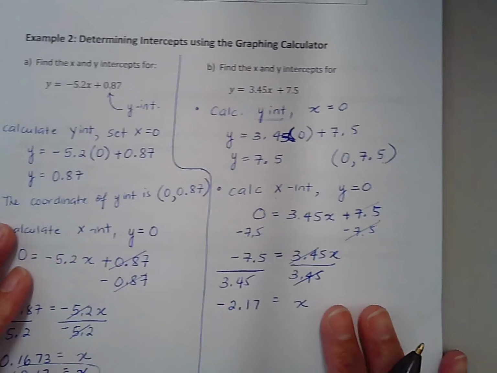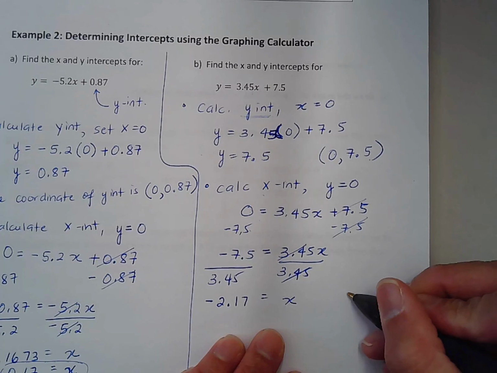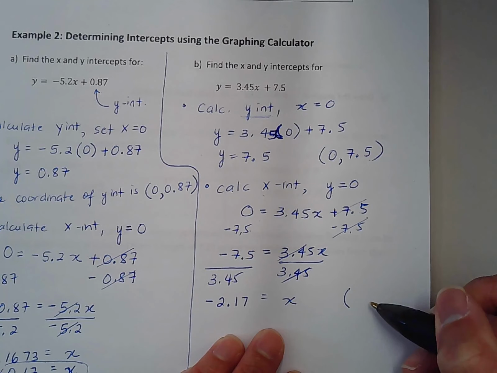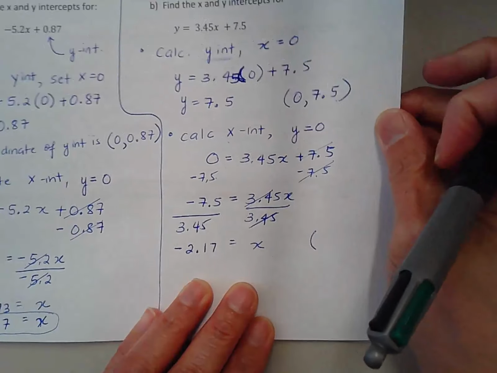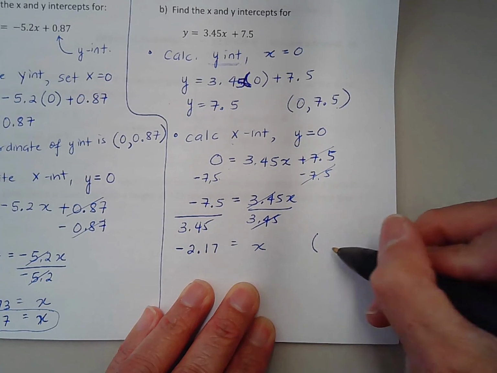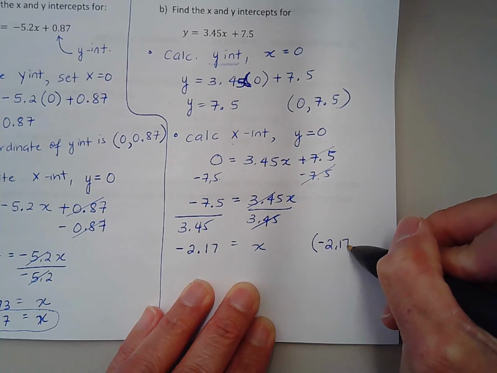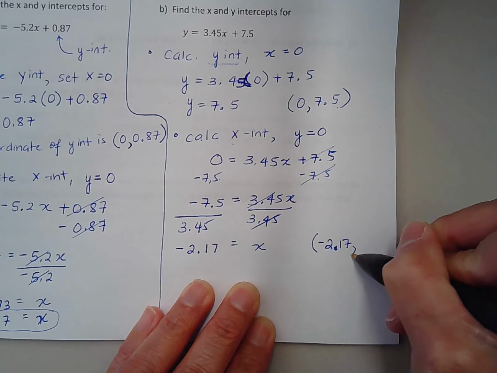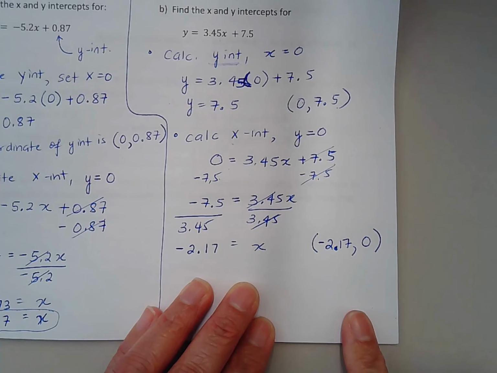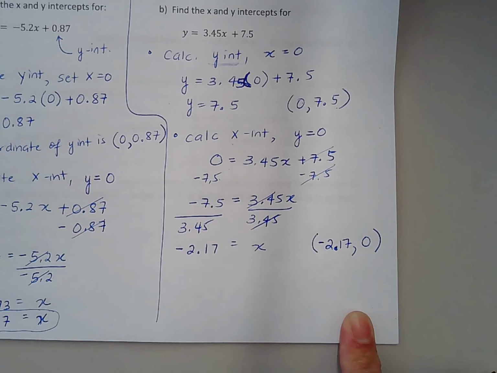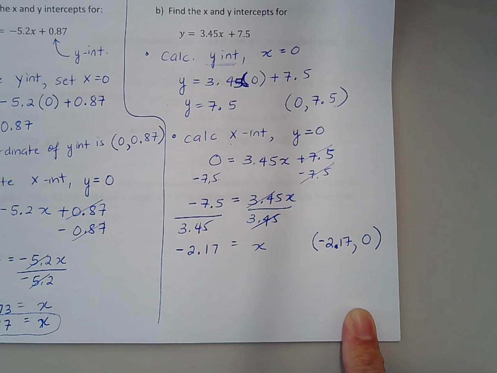Okay, what's the coordinate of this point here? The coordinate would be negative 2.17, 0. Now this process is nice. You can do it without the calculator, or you can do it with a calculator. So I'm going to show you how to do this on a calculator.